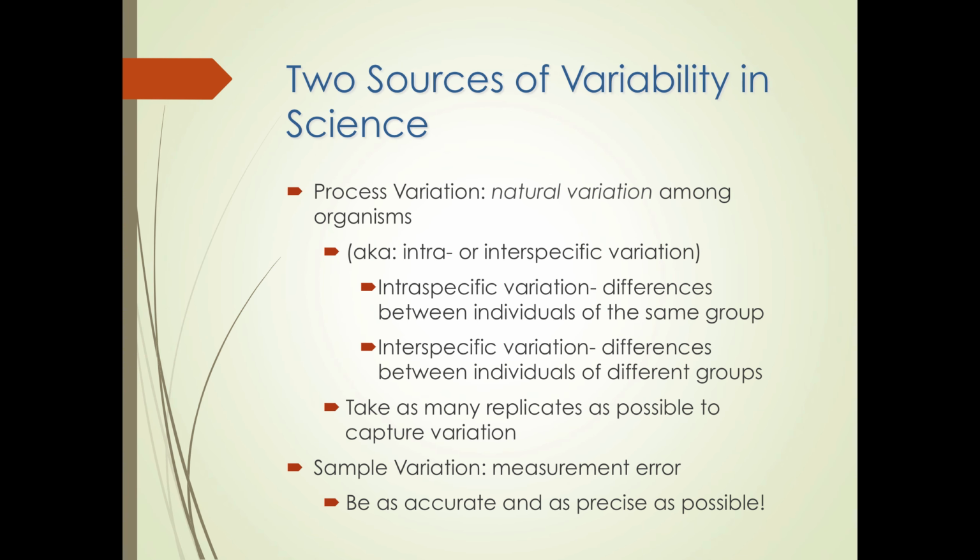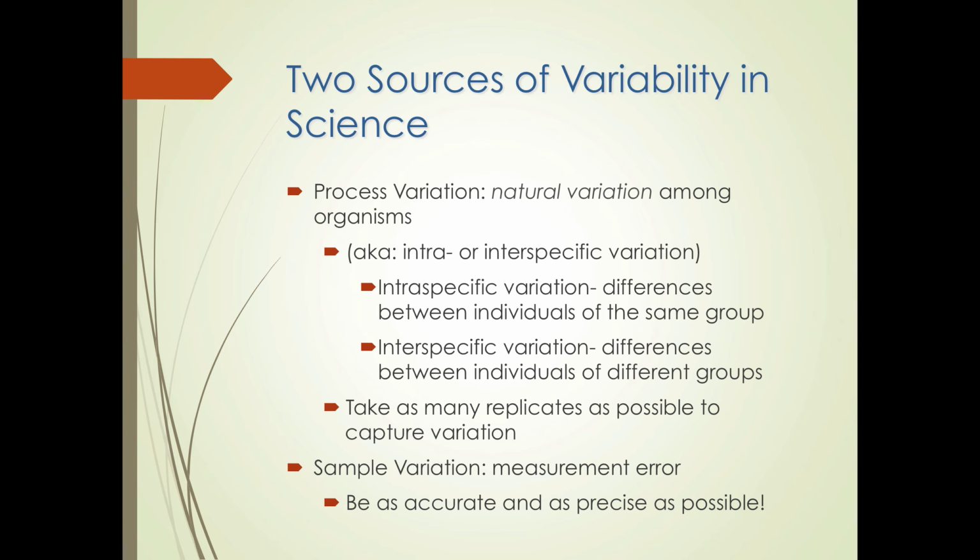In science, we have two sources of variability. You have process variation, which is natural variation among organisms, meaning between and among organisms. So you have intraspecific variation, which is differences between individuals of the same group, and interspecific variation, which is differences between individuals of different groups.